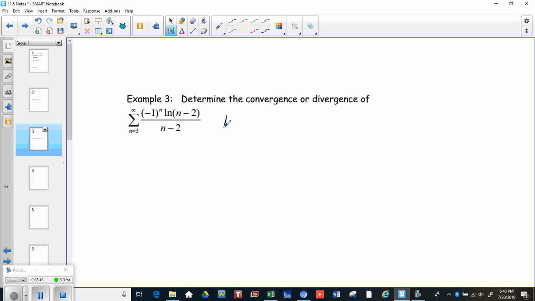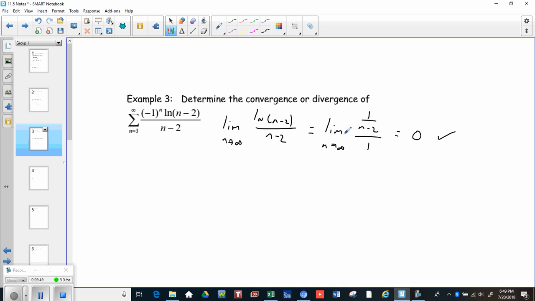So let's go ahead and take the limit as n goes to infinity of the absolute value of this, which is ignoring the negative 1 part. As n approaches infinity, this natural log is going to go off to infinity, and so is this denominator. So we're going to get an infinity over infinity form, which means we're going to need to use L'Hopital's rule. The derivative of the top is 1 over n minus 2 times the derivative of n minus 2, which is 1, over the derivative of the denominator, which is 1. So really what I'm taking is the limit as n approaches infinity of 1 over n minus 2, and of course that approaches 0.